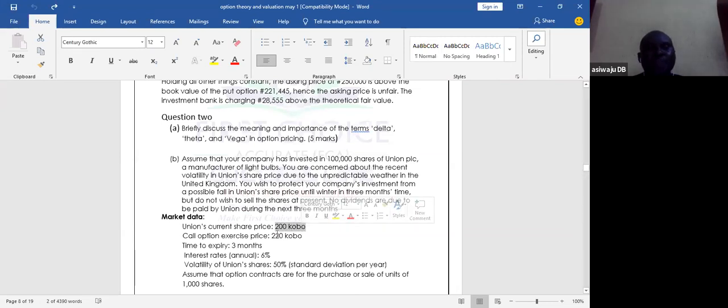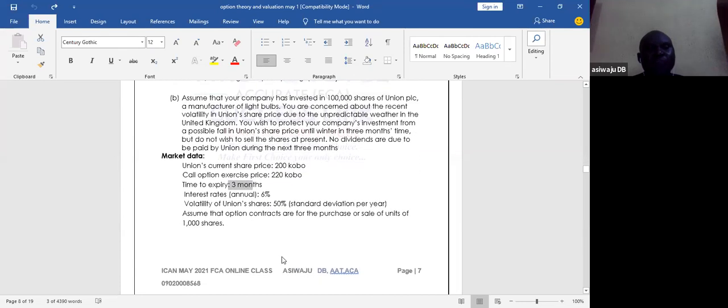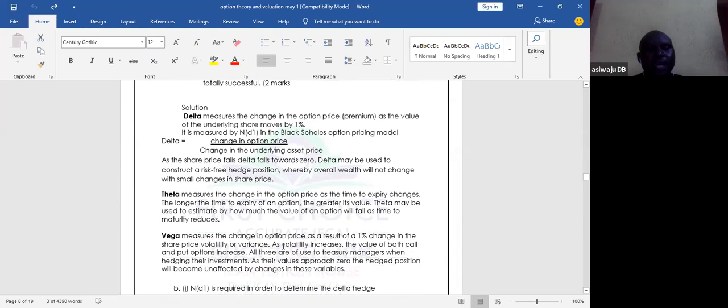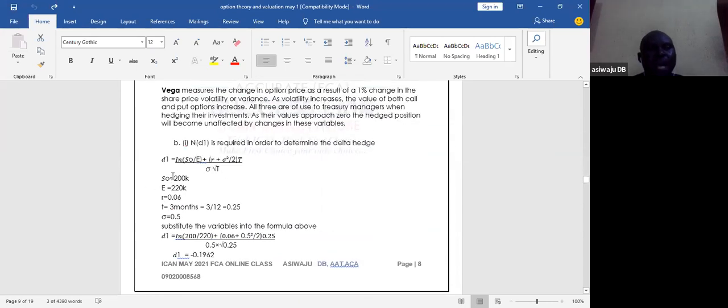The exercise price is 220. Your time to maturity is 3 months. Your interest rate is 6% and volatility is 50%. Look at the variables as defined. Our S0 is 200 kobo, our E is 220 kobo, our risk-free rate is 6%. 3 months is prorated to give us 0.25, and our volatility is 0.5.